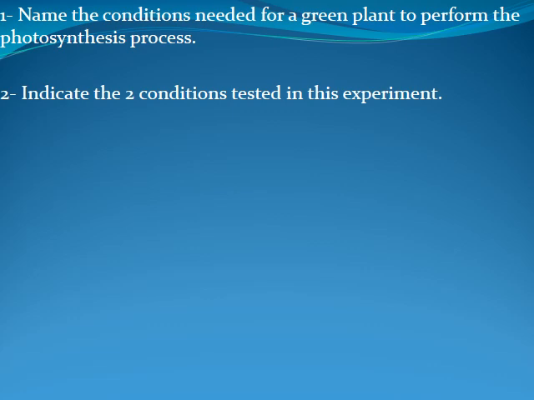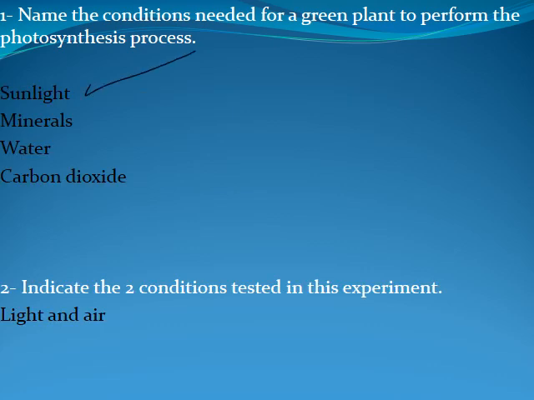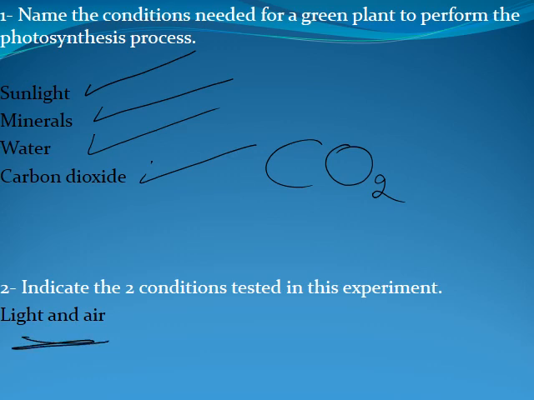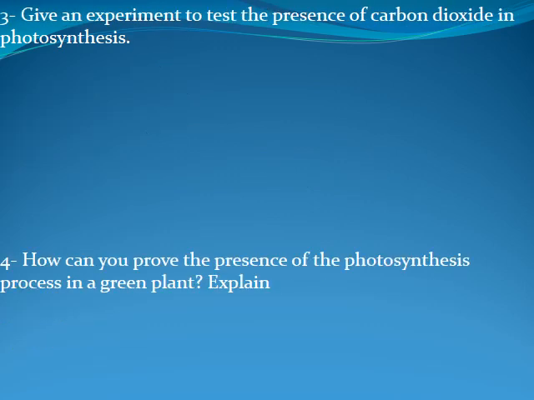So what are the conditions needed? We have sunlight, we need minerals, we need water, and we need CO2, which is carbon dioxide. Indicate the two conditions tested in this experiment. We test for the light and for the air. Give an experiment to test the presence of carbon dioxide in photosynthesis. Simply, we can use lime water. Whenever it turns cloudy or turbid, this indicates the presence of carbon dioxide gas in the process of photosynthesis.